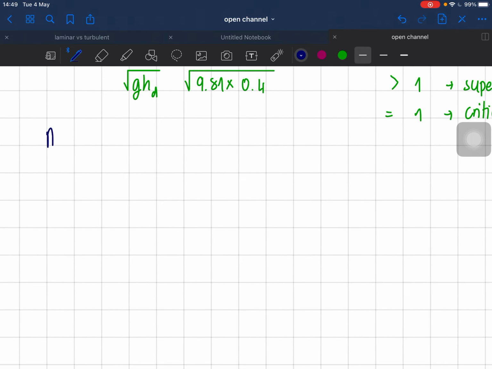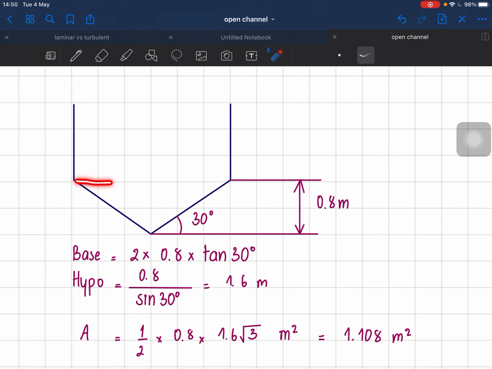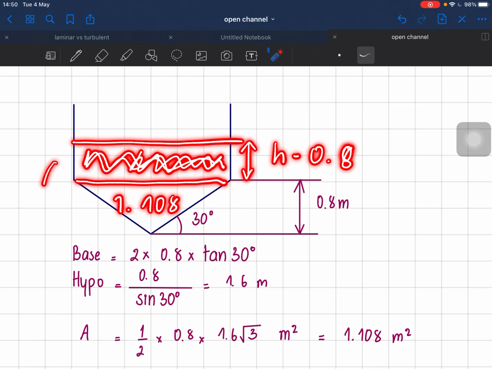therefore it's going to be something a little bit tricky. So area here equals 1.108 plus the upper area above the triangle, right? So it's going to be h minus 0.8 times 1.6 square root of 3. Like you can see, the area here is 1.108. So we're going to find the area here. This is 0.8 here, and we don't know the area. We want to find the area here, and then we add it to this one.